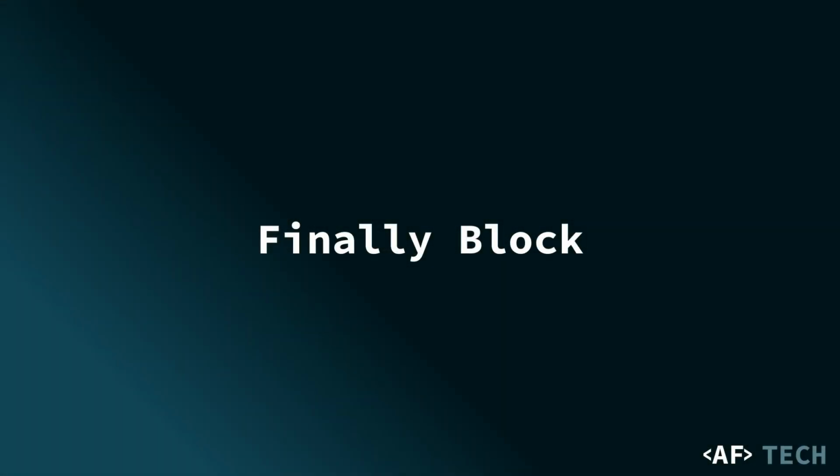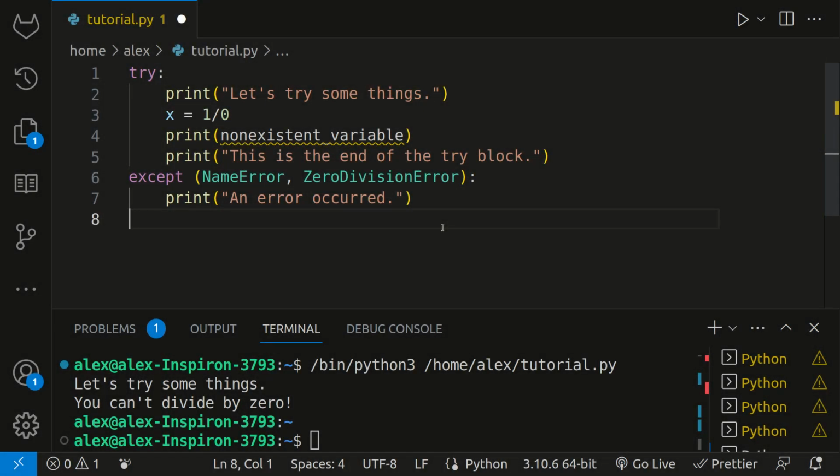Sometimes you have code that must be executed regardless of whether an exception was raised. That's where the finally block comes in. Code inside a finally block always runs, whether an exception was raised or not. Let's look at the code from our previous example. We can add a finally block after the except block. So finally, we can print this line always runs.